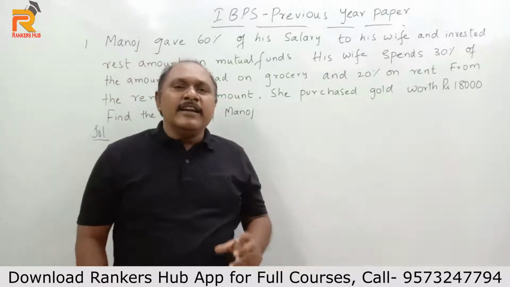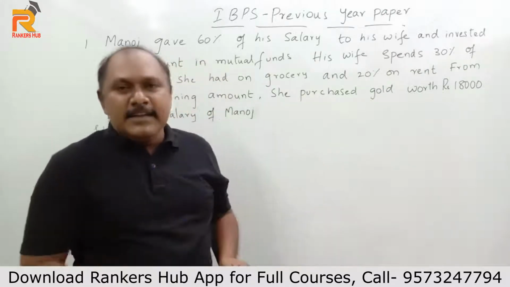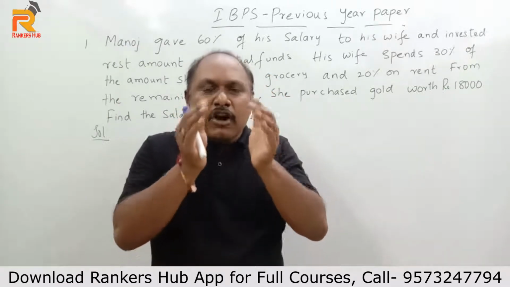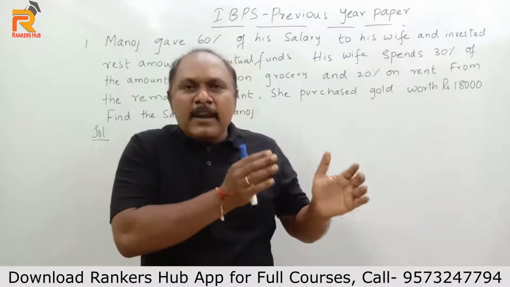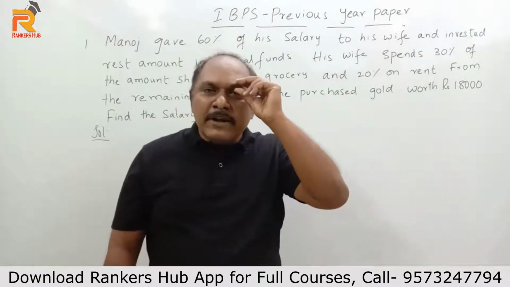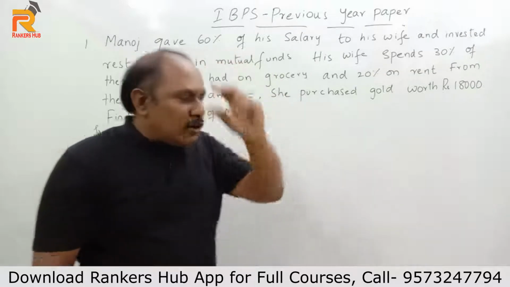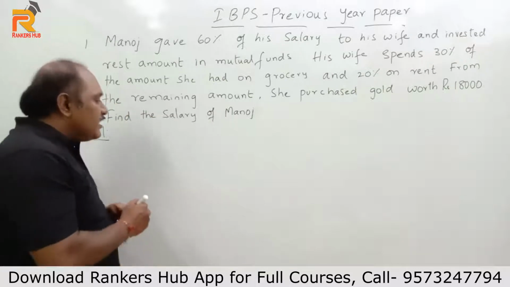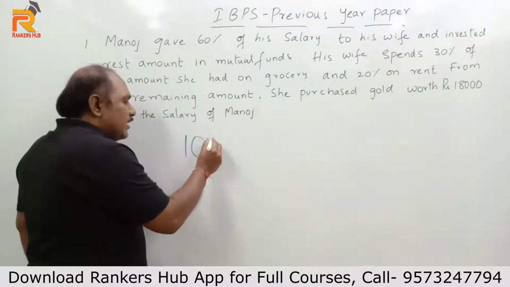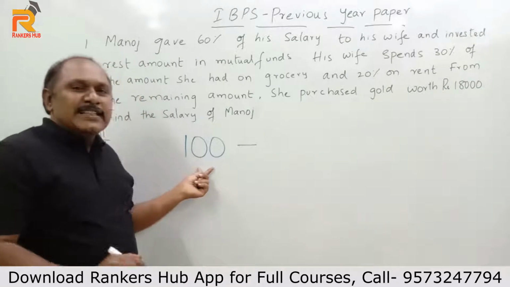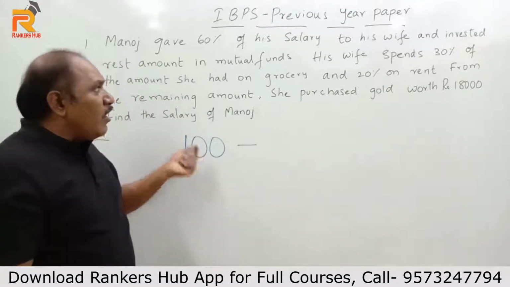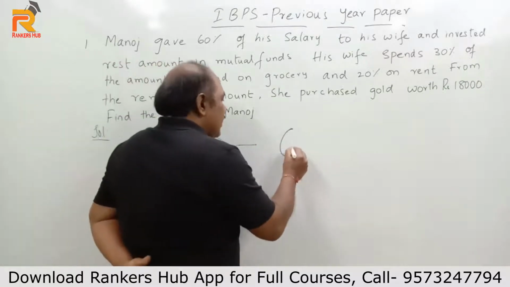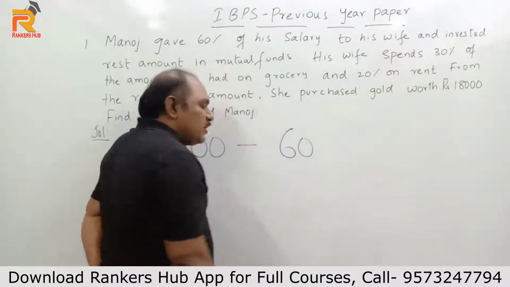This is a question related to a chapter called percentages. Always remember, whenever we come across a problem related to percentages, one number should come into your mind, that is 100. So how should you solve this question in not more than 30 to 40 seconds? Assume the salary of Manoj is 100. Now he has given 60% of his salary to his wife. So out of this 100, he has given 60 to his wife.